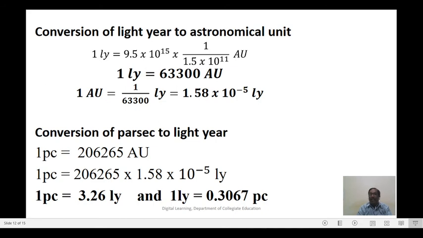Conversion of parsec to light year. We have 1 parsec equals 206265 astronomical units, but 1 astronomical unit equals 1.58 into 10 to the power of minus 5 light years. If you multiply that, we will get 3.26 light years. So 1 parsec equals 3.26 light years, and 1 light year equals 0.3067 parsec.